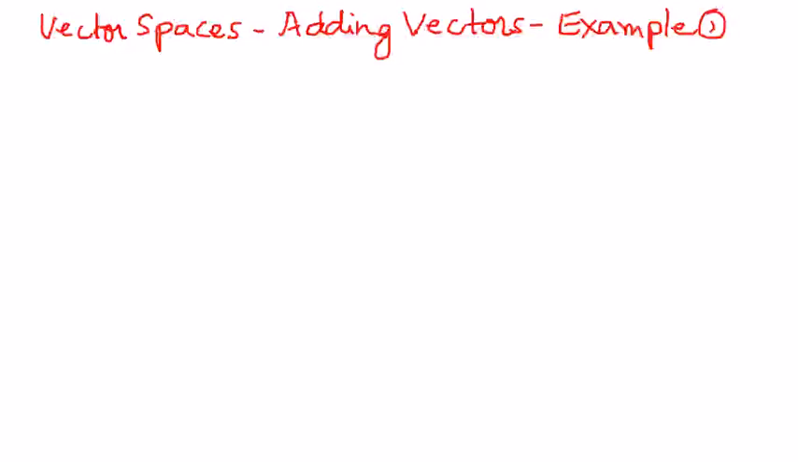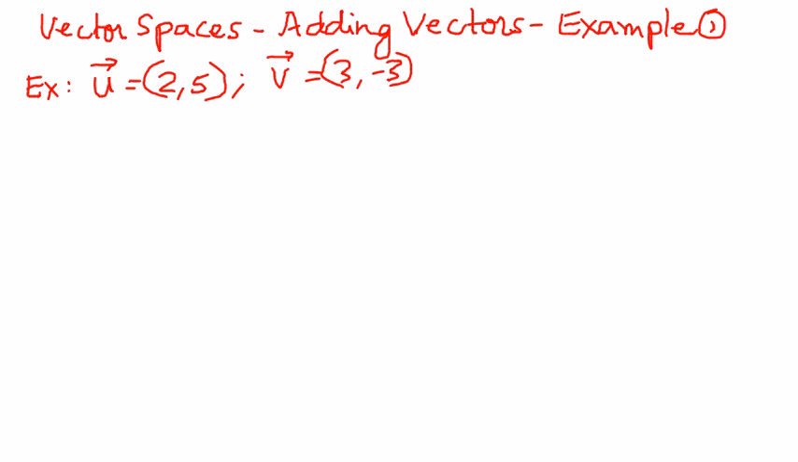Welcome to my presentation. In this presentation, let us try to see how we can add two vectors. Let us take a simple example. In this example, let us say vector u is given to us as 2, 5 and vector v is given to us as 3, -3. What we want to find here is the sum of these two vectors, vector u plus vector v.